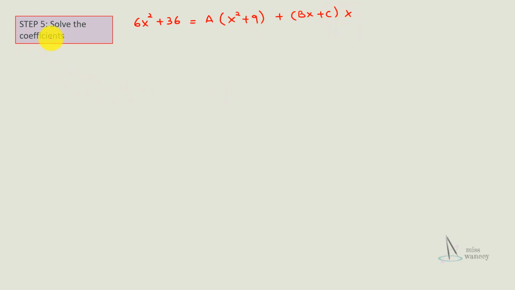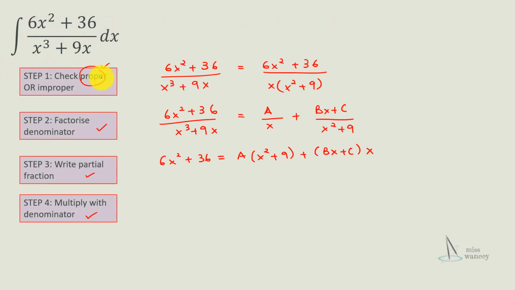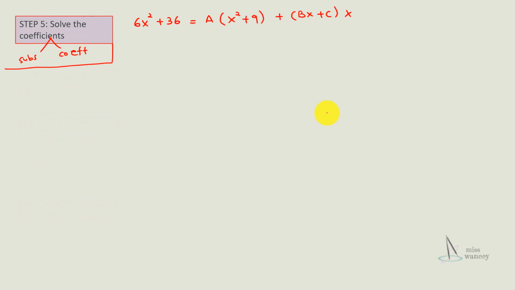Again, solve the coefficients. We have two methods: you can use comparing coefficients or you can use substitution as well. Let me do the substitution first, and then we are going to use the comparing coefficient part. If we use substitution, we only have one value of x here. I only have x equal to 0, as the other will give me some complex number. Never mind, let us choose the first one. So let x equal to 0.